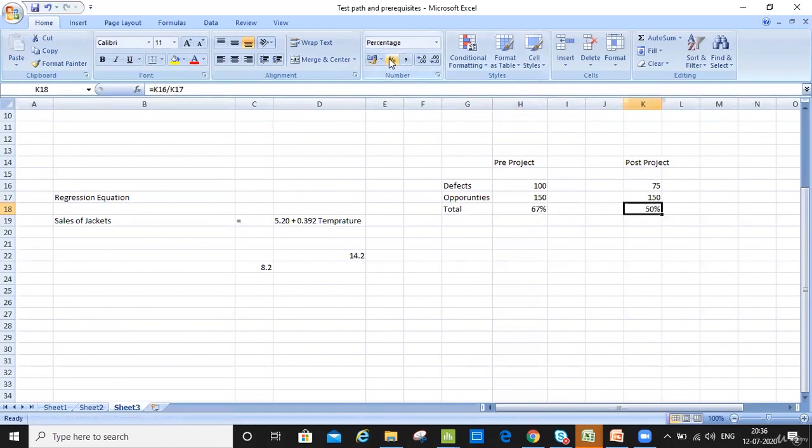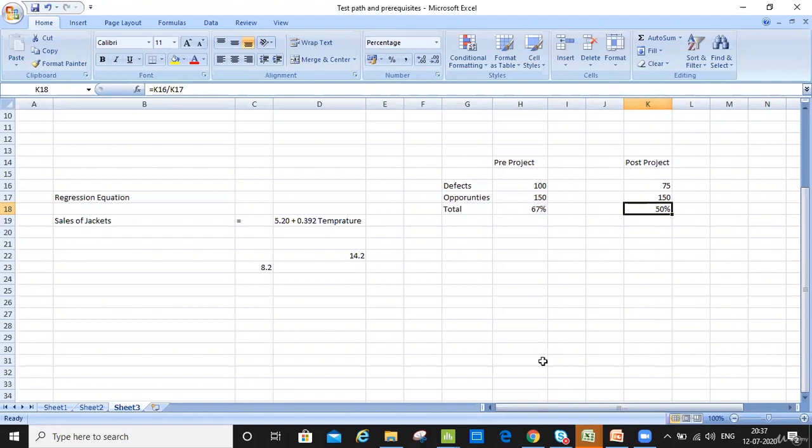I've reduced the defects from 67 to 50. So I had a target of meeting 50%, which I have done. I'm contented with it, but I'm not sure whether I have made a significant improvement or not. So there is a test which helps me identify whether I have made a significant improvement or not.